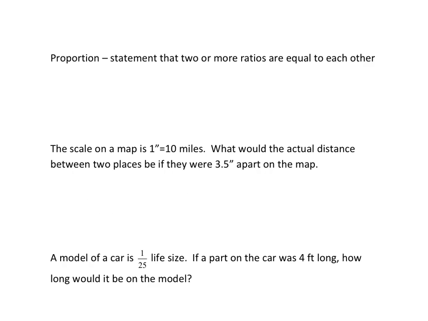A proportion is a statement that two or more ratios are equal to each other. For instance, here's a ratio 1 to 2, and I could say that was equal to, for example, 5 to 10. Proportions are often used if you want to think about the scale between things, like for instance a map, or if you were building a scale model. So let's look at an example with the map.